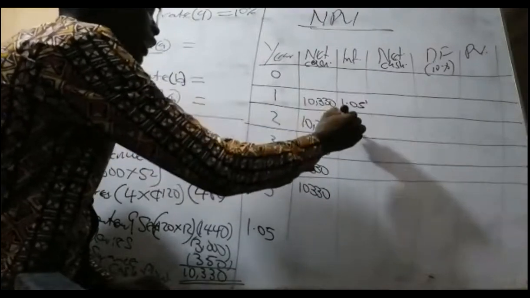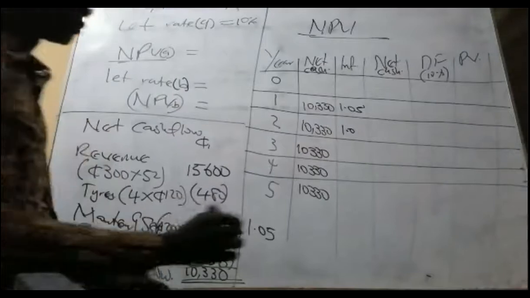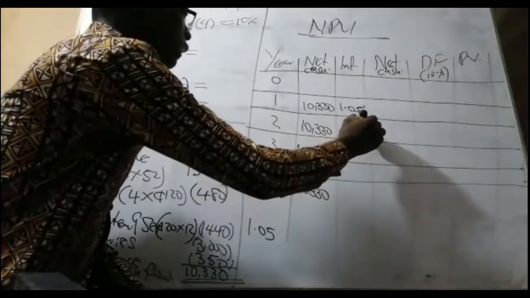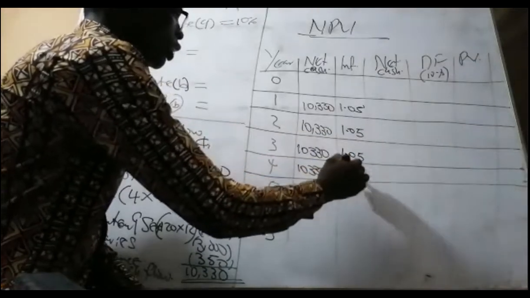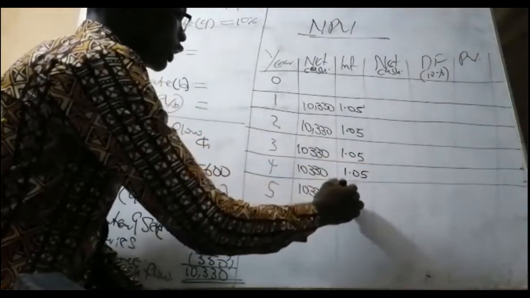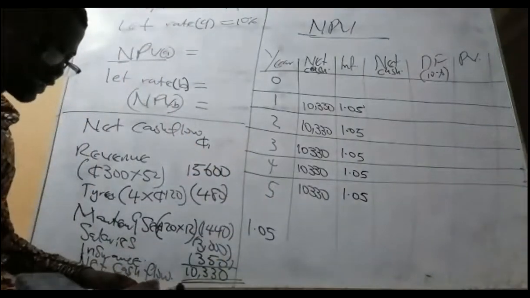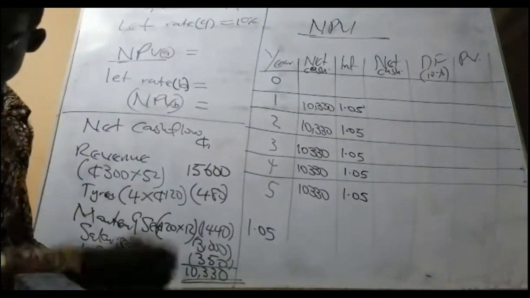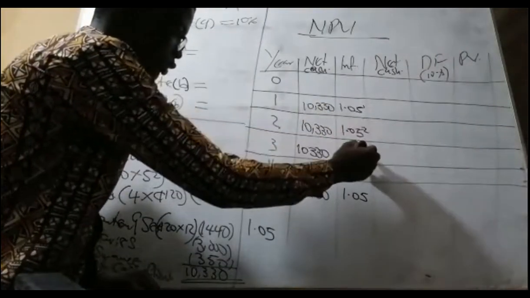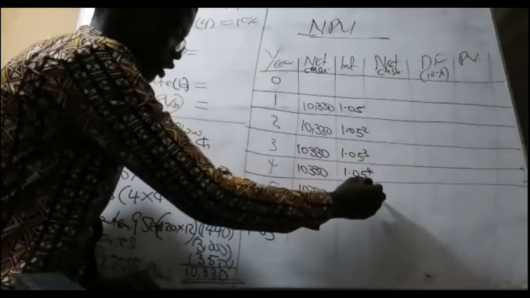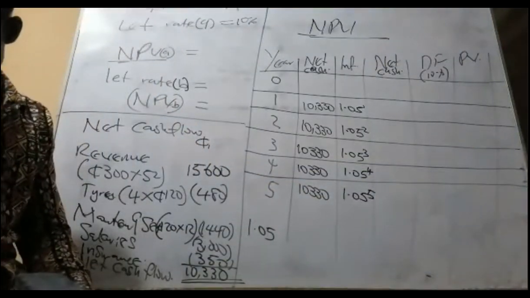Now you can write it throughout like this. That's the inflation, 1.05. Then you start. When are you inflating the cash flow from? If you are starting from year 1, you put 1 here, year 2, you put 2. Here will be 3, here will be 4, and here will be 5. How do we get it?